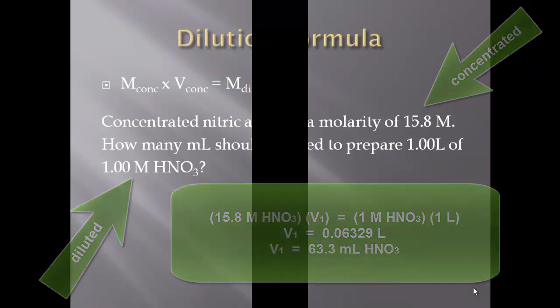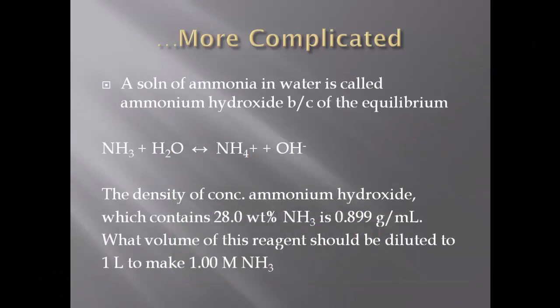Let's move on. I want to do a more complicated dilution problem, and the only reason this is more complicated is just because you have to prepare the answer before you actually use the dilution formula in this problem. So let's read it. A solution of ammonia in water is called ammonium hydroxide because of the equilibrium that you see down here. Doesn't sound like I'm going to need any of that, but let's keep on. The density of concentrated ammonium hydroxide, which contains 28 weight percent ammonia, is 0.899 grams per mL.